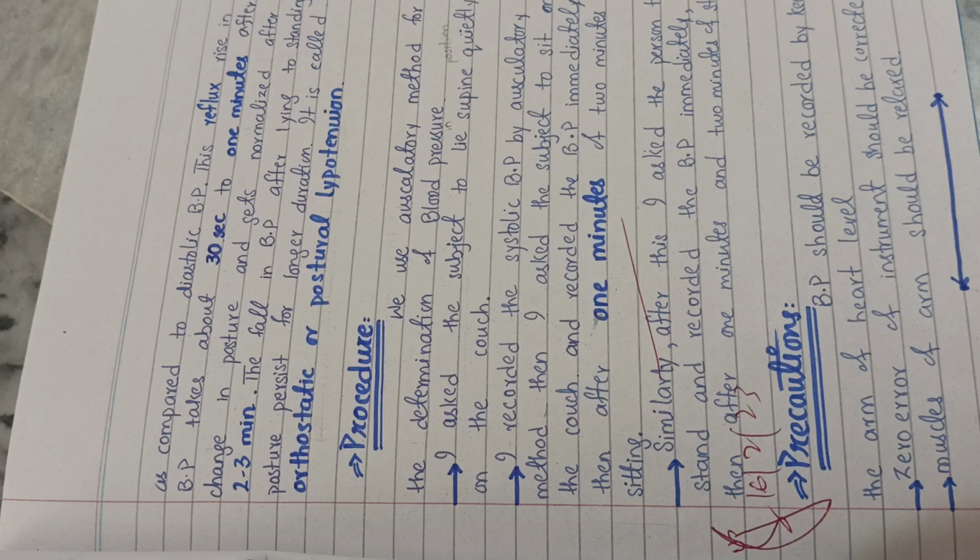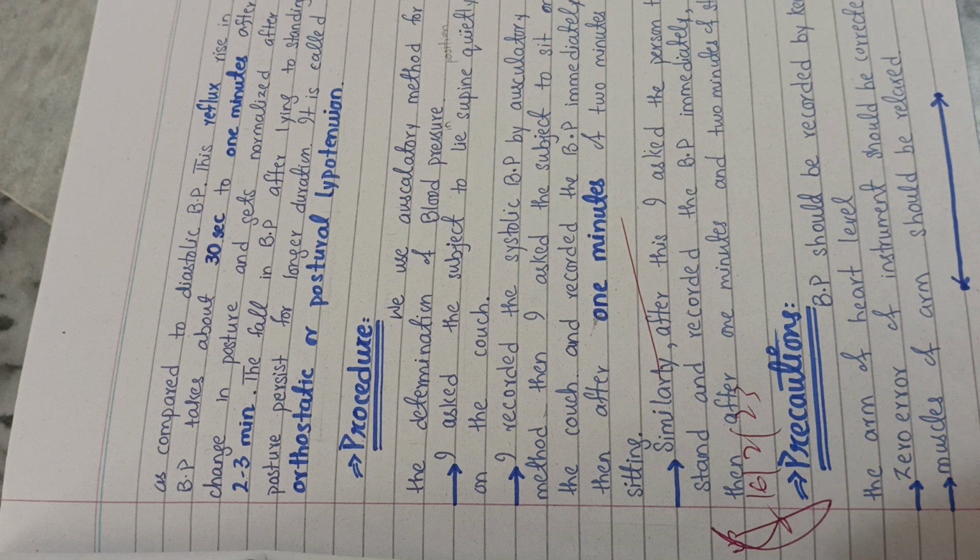Okay. So after 30 seconds you have to find it out. The procedure is that you should use the oscillatory method to determine the blood pressure. You should ask the subject to first lie in the supine position. The supine position is actually your sleeping position, and after that you have to record it. After 1 minute you ask your subject to sit properly, and then you find the blood pressure and note down the values. And the third time you ask your subject to stand up, and after standing up you again find the blood pressure and write it down, and you will clearly observe how your blood pressure changes with your changing posture.